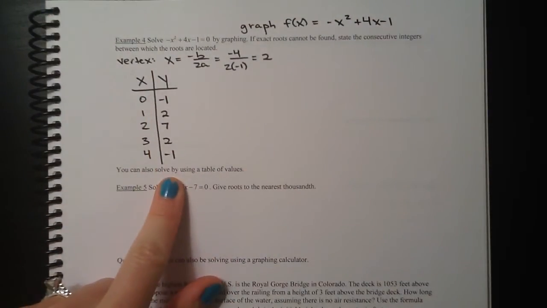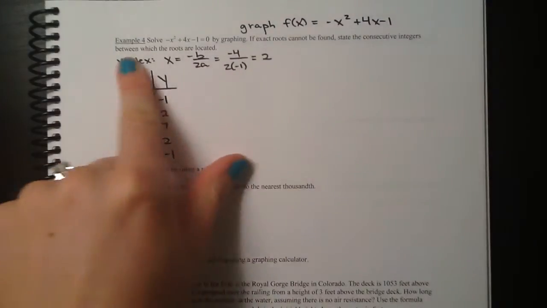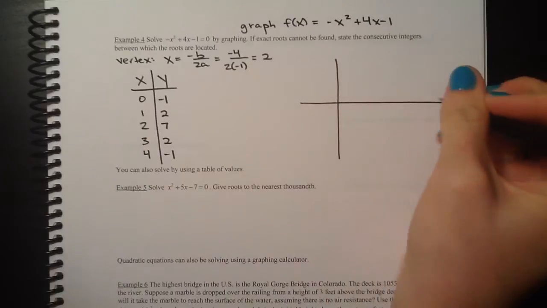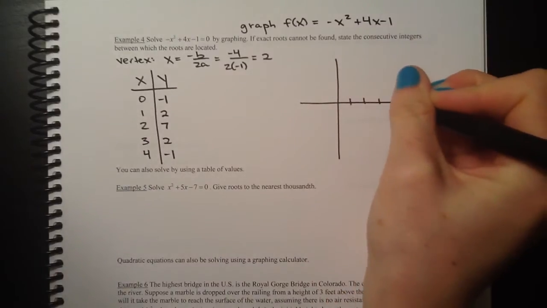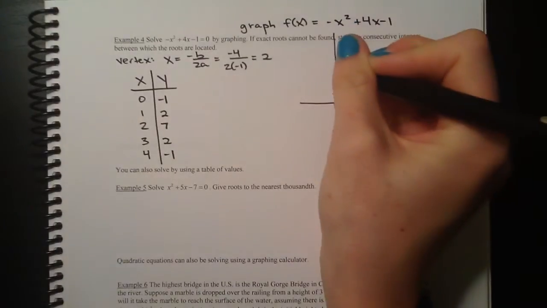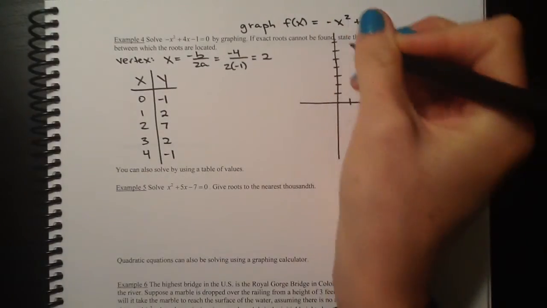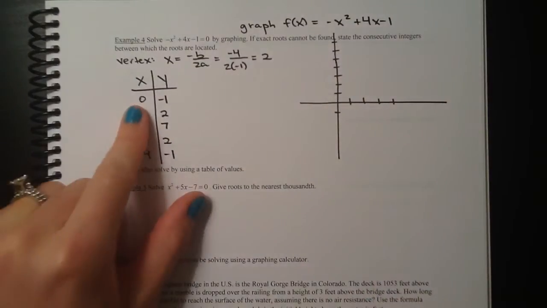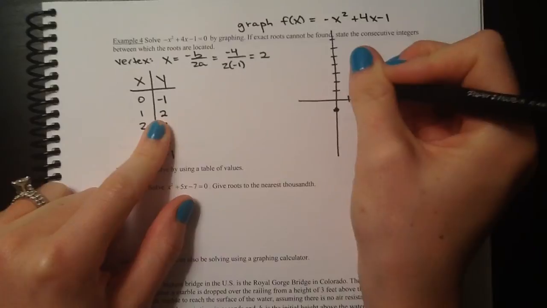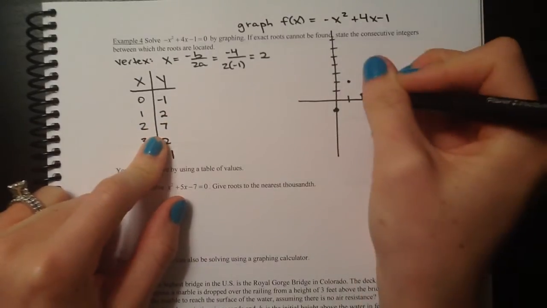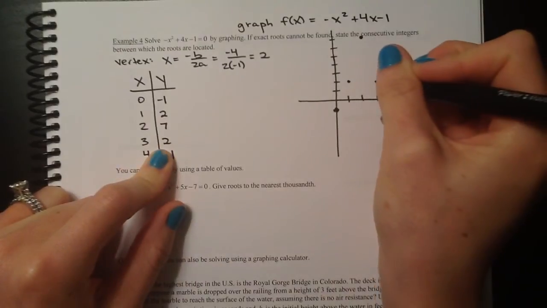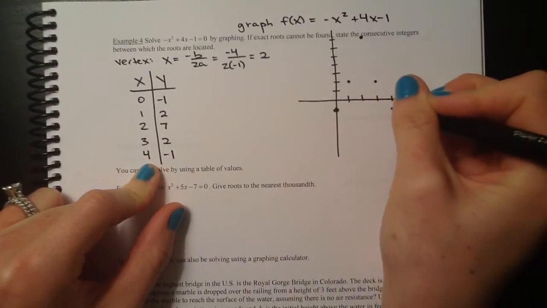Notice none of these came out to be exactly 0, but we can do the second part, state the consecutive integers. So we're going to graph all these points. 1, 2, 3, 4. Okay, so 0, -1, that'd be my y-intercept right here. 1, 2, 2, 7. 3, 2, and 4, -1.